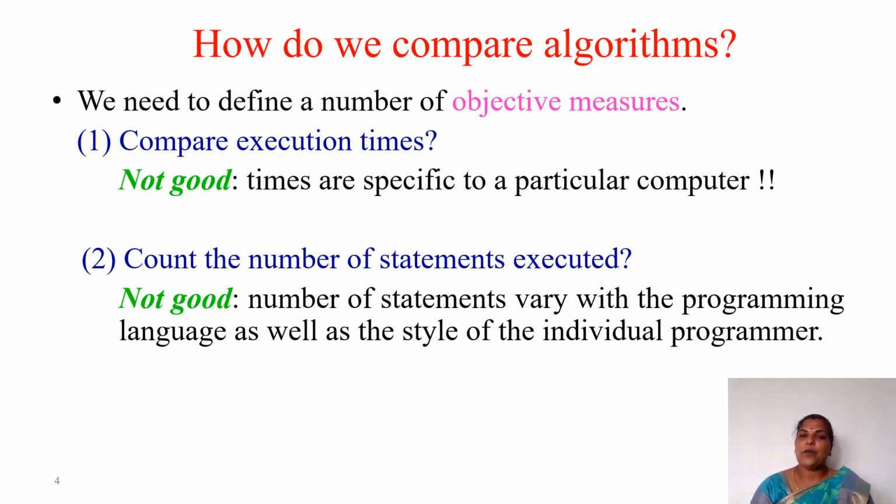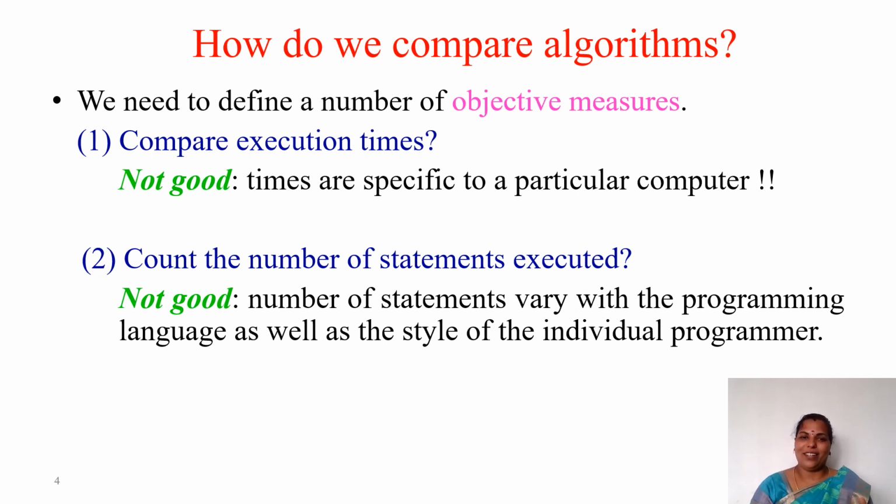Next measure is counting the number of statements executed. It is also not good. Why? If I give all 61 members a program to write, everyone's lines of code will be different. Each individual programmer's style is different. And whatever language you use, whether C, C++, Python or Java, it differs. So counting the number of statements executed is also not a good comparison.